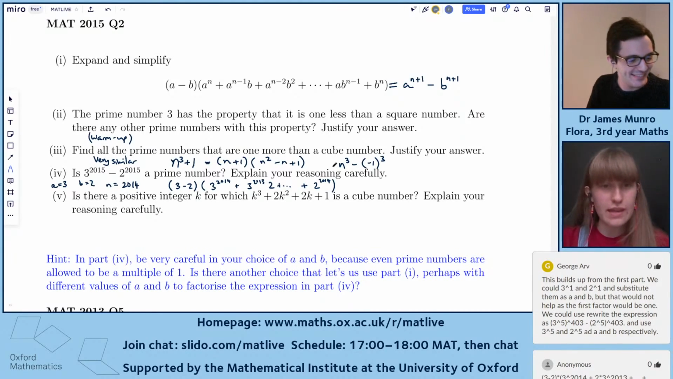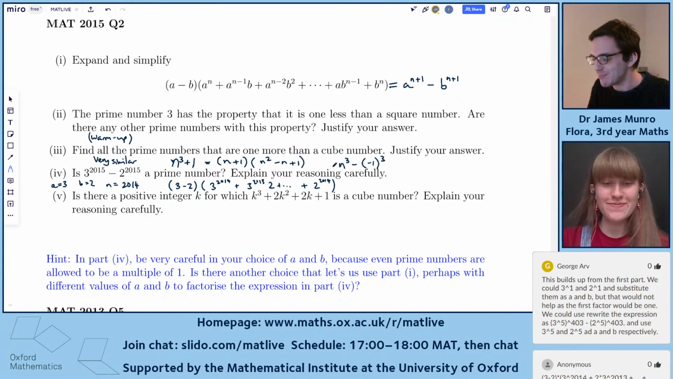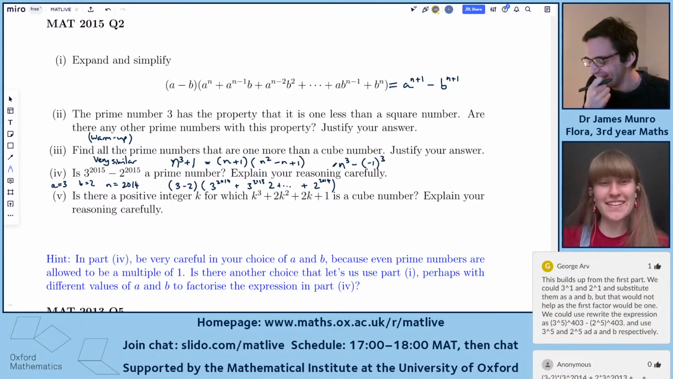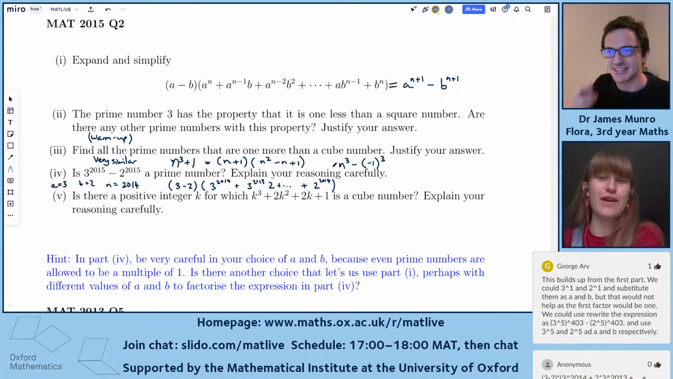Anyone who's read the hint might realise the problem. Oh, bother, I've put it in the hint again. I should read my own hints. It's okay, it's in there. Even prime numbers are allowed to be a multiple of 1, and also the odd primes are allowed to be a multiple of 1. Right, this is 1 over here.